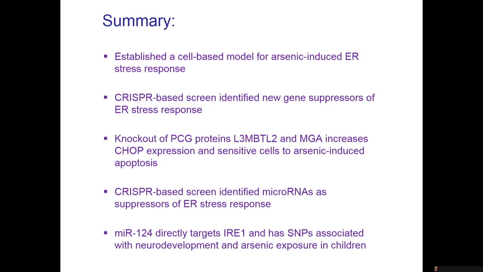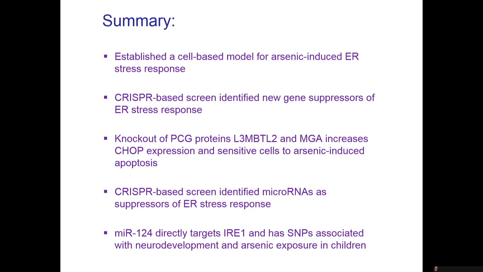So to summarize, using a cell-based assay that we can monitor the cells' response to arsenic, we did the genome-wide CRISPR screen. We identified both protein coding genes that can regulate the cells' response to the arsenic. We also identify microRNAs that can regulate the response. One thing I didn't have time to talk about is, I think people mentioned this reverse genetics. In this case, we use a sort of forward genetics to identify the genes that are important for a particular phenotype, which is very relevant for the health impact of the arsenic exposure.